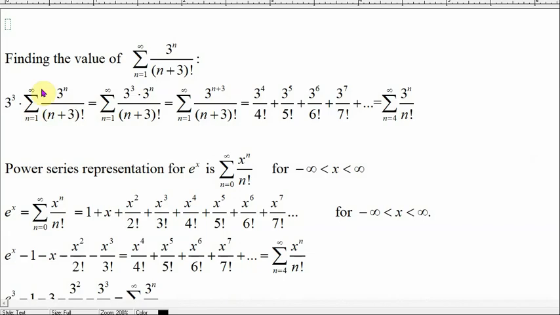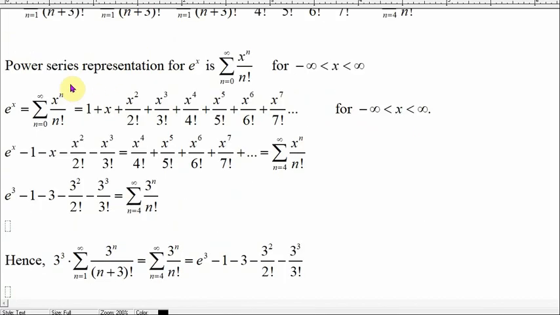And so now let's multiply this summation right here by 3 to the third. And so we get 3 to the third times 3 to the n, which is 3 to the n plus 3. When n is 1, we get 3 to the fourth over 4 factorial. And then plus, when n is 2, we get 3 to the fifth over 5 factorial, and so on. And so this sum right here, we can write it as the summation with the expression 3 to the n over n factorial, with n starting at 4.